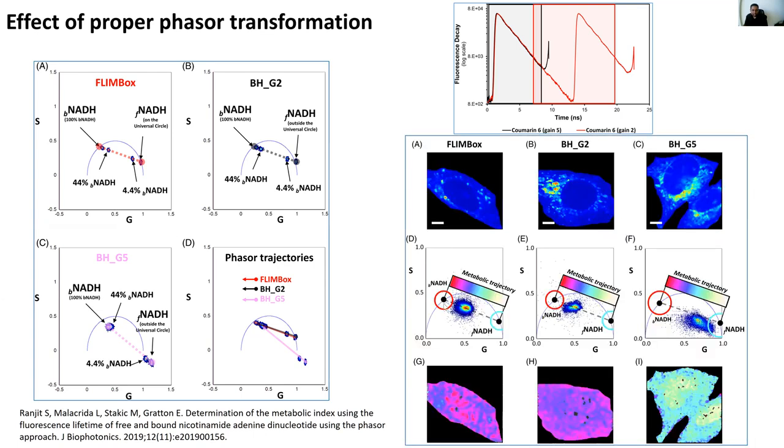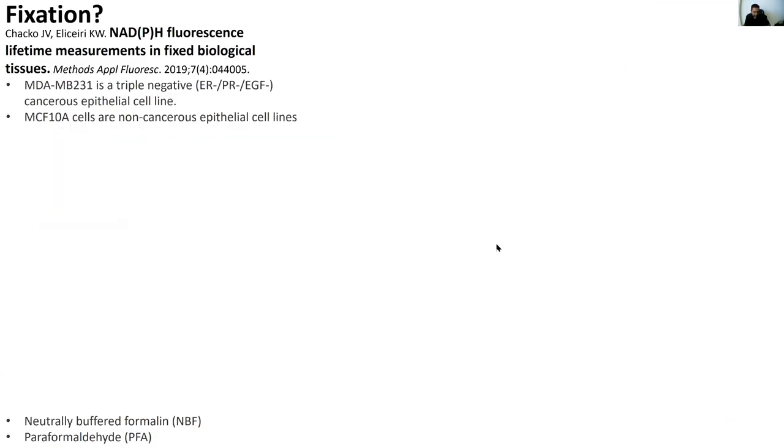In terms of actual cells, if you do FLIMBox or Becker-Hickl gain of 2, we basically get a similar distribution. However, if you do gain of 5, we get a very different distribution. So if you're comparing this with this, the relative fraction might work, but the actual quantitative information will not be there.